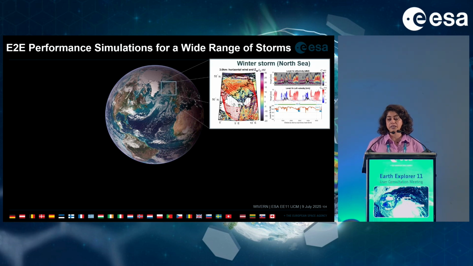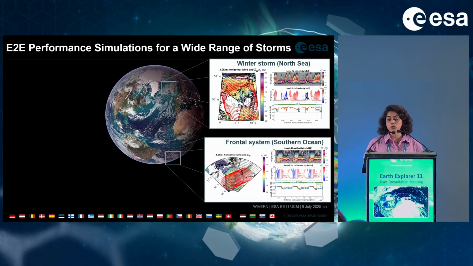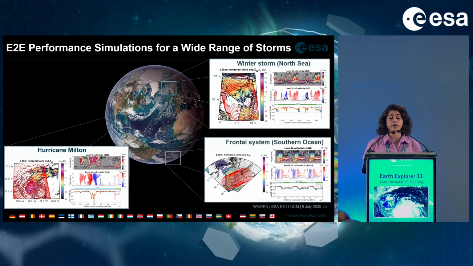For example, we did the full end-to-end simulator for a winter storm in the North Sea. We also did the simulation for the frontal system in the Southern Ocean and also for the Hurricane Milton. The plots that are visible here are level 1 data products: reflectivity, line of sight Doppler velocity, and brightness temperature. But Alessandro, in his slides, will show the other data products simulated for the Hurricane Milton case studies.